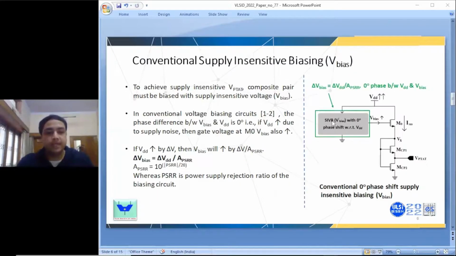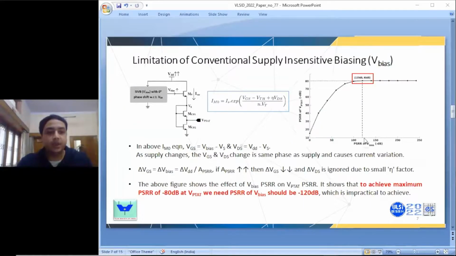We need to design the supply independent bias voltage such that it will reject the supply. Its PSRR should be near 120 dB, so we can achieve the maximum PSRR at the output of the temperature sensor, which is VP. Let's say if we don't want to go to 120 dB, 70 or 80 dB is good enough for the PSRR of V bias. So we can get somewhat near 70 dB.